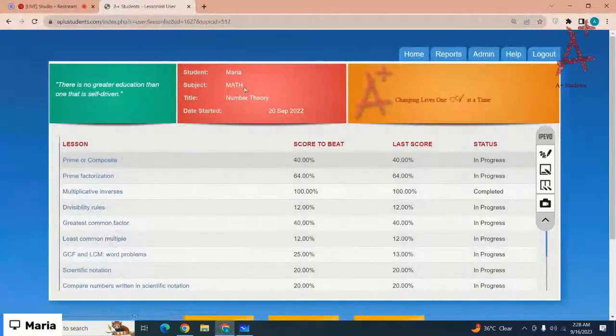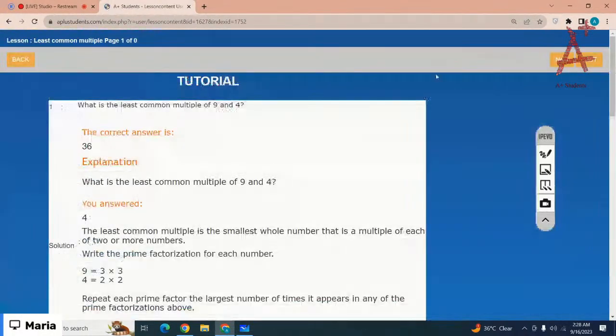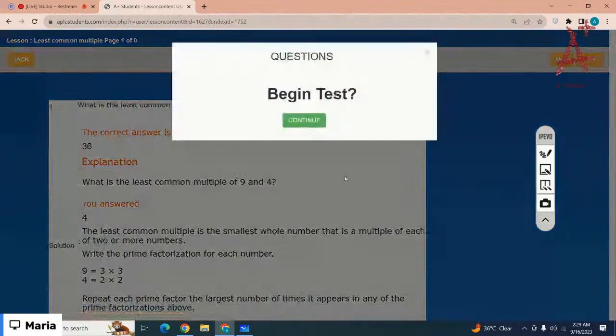Okay, here I'm on the grade 7 math. The chapter we're working on is number theory. Let's just start with least common multiples. Let's start with the practice questions, right?